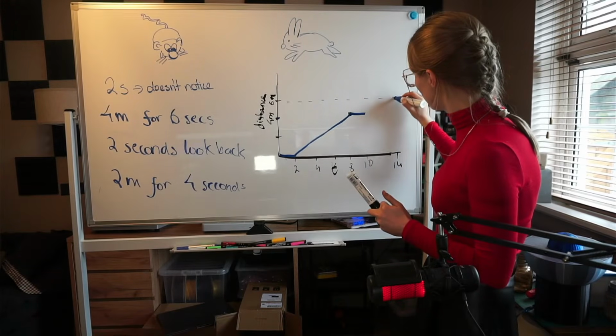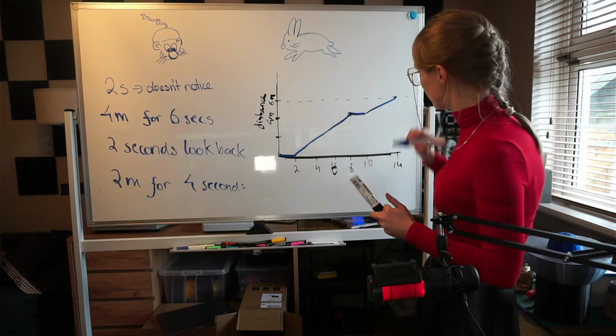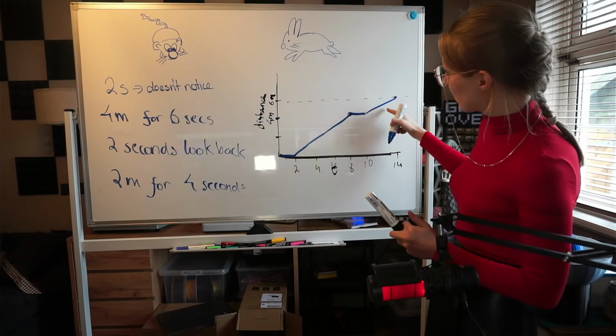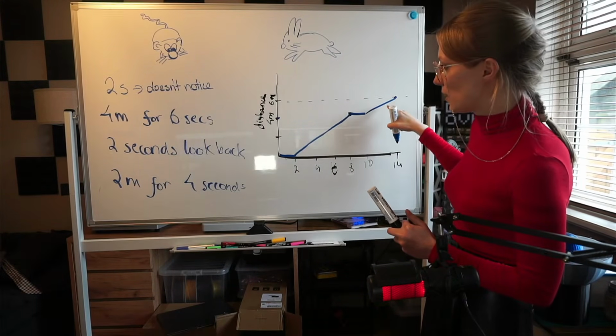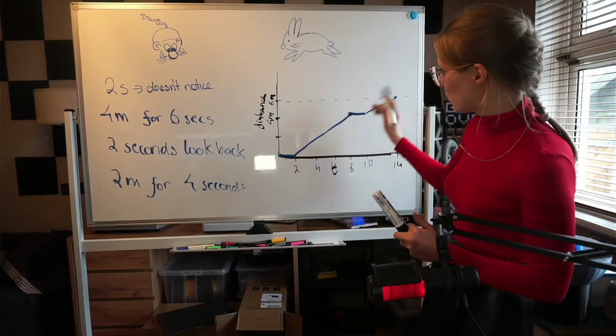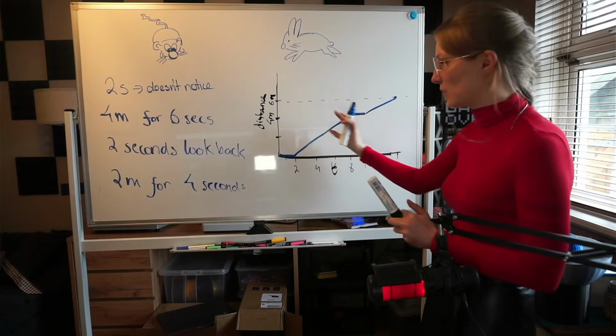So at 14, it doesn't look like it, but if I did my rough maths right, this is supposed to be slightly slower than this one. It's supposed to be less steep of a graph.